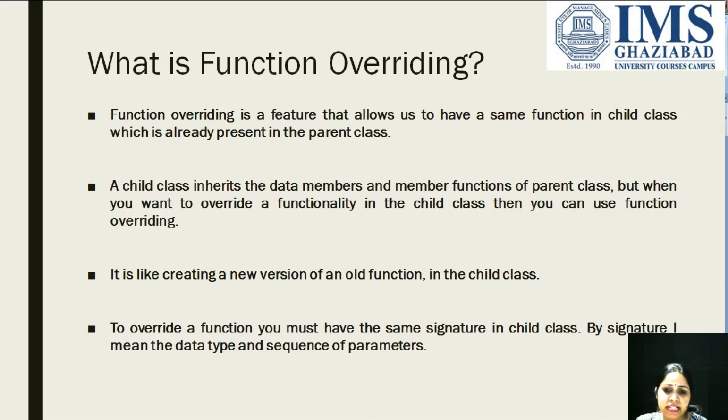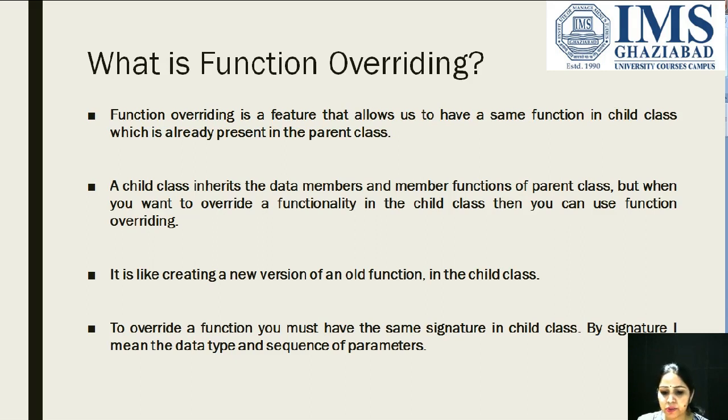So it should have the same signature in the child class, and by signature we mean that it should have the same data type and the same sequence of parameters. Say I have a sum function in the parent class which has two parameters, integer comma integer, and we have the same function named sum in the base class, derived class or child class. It also has the same function named sum with two parameters, integer comma integer. Then in that case the function of the child class would be executed and the function of the parent class would not be executed.